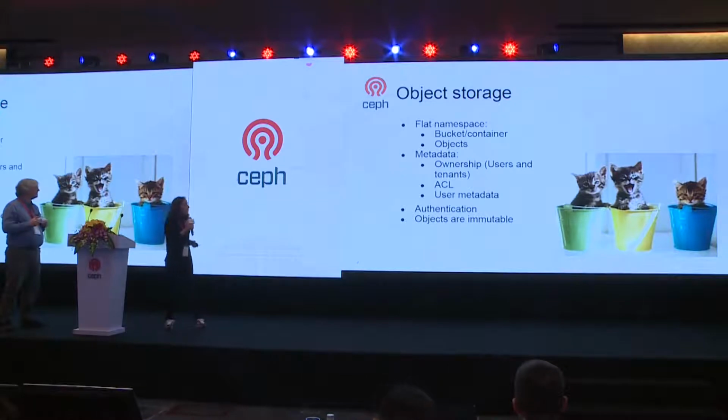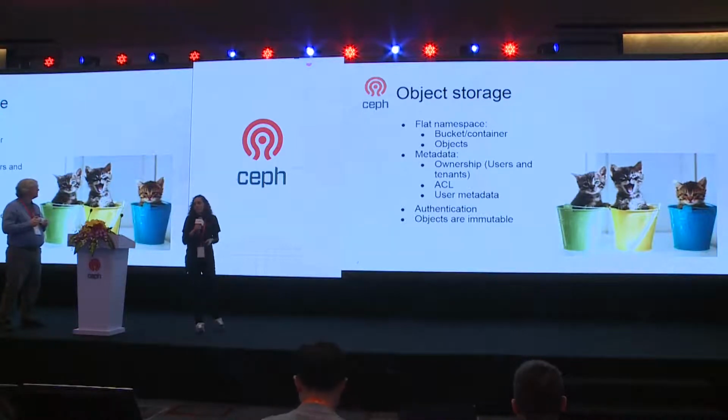And one very important feature: objects are immutable, which allows object storage to scale so much. What it means is that when you change an object, you have to write it completely. You cannot write only the change to the object, but you can read parts of the object. You don't have to read the whole object.